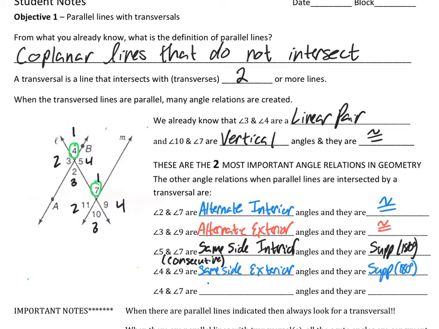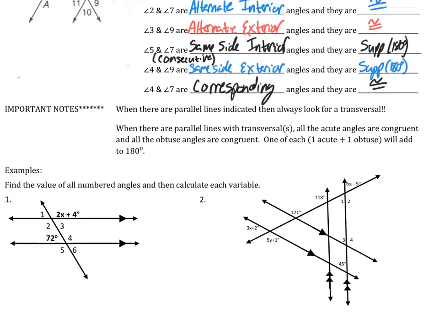We call these corresponding. These are corresponding angles. So they're in corresponding positions on the figure, and corresponding angles are always congruent. So those are our major angle relationships, and we're going to use those relationships in order to solve some problems and figure out some additional angle measurements.